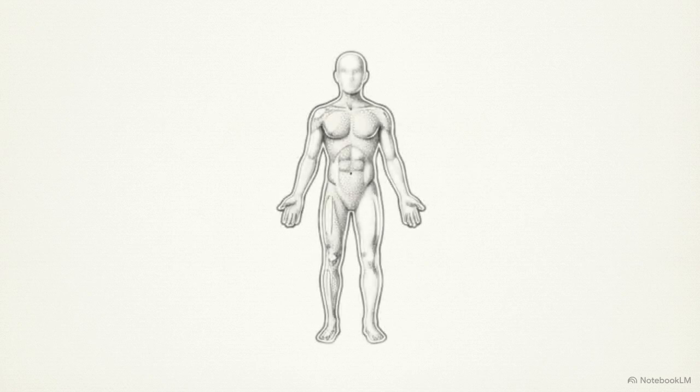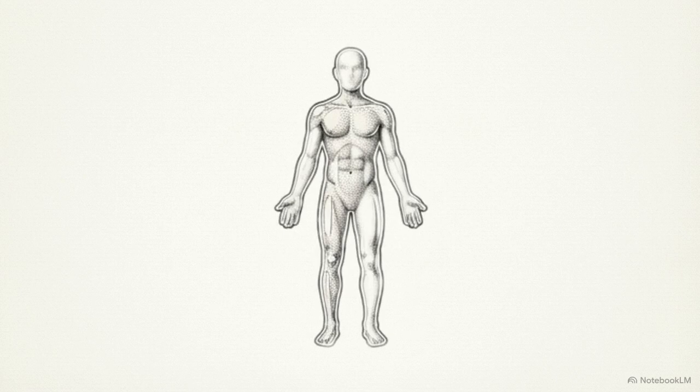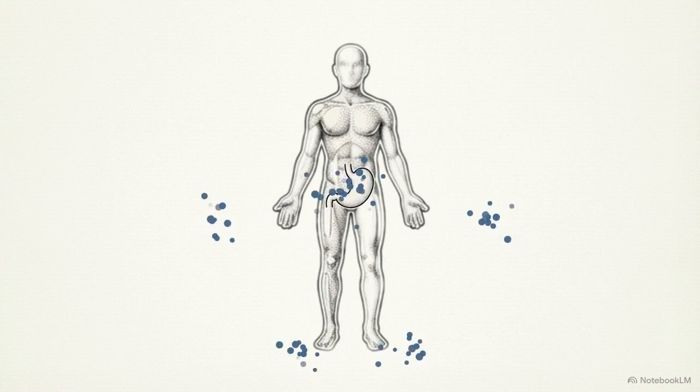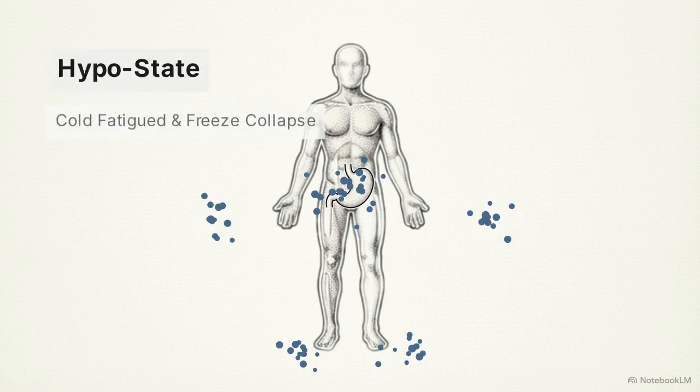This transparent 3D model of the human body serves as our diagnostic canvas, mapping exactly where internal chemical failures structurally manifest. When a patient presents with chronic low warmth, slow digestion, constipation, and extreme physical fatigue, their data points cluster around the core and extremities. This is a hypostate, specifically a cold-fatigued or freeze-collapse pattern.